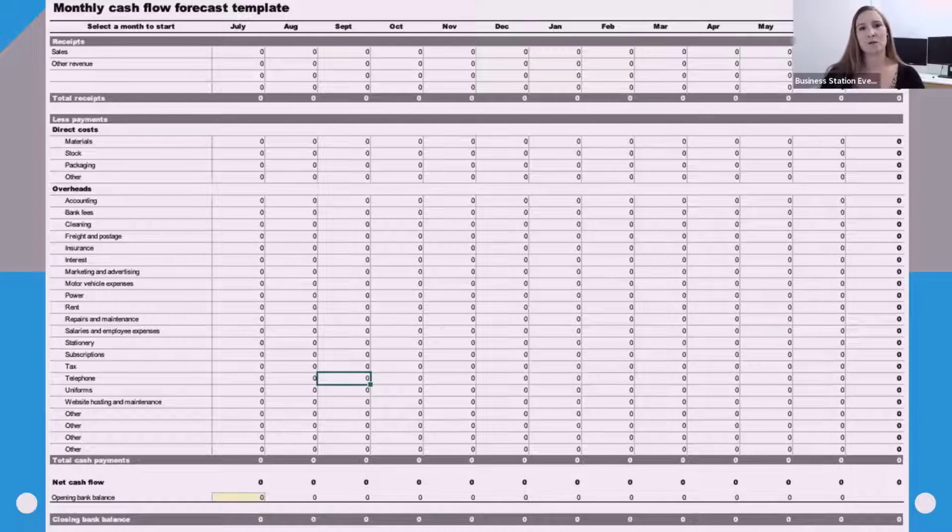Now, since cash flow is all about timing and that flow of cash, you'll have to have an opening bank balance. And you can see in this example, it's down on the bottom corner. That's the actual cash that you have on hand. So input that first.